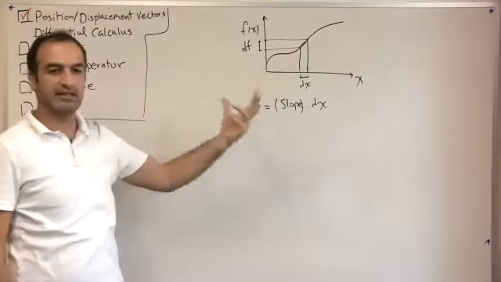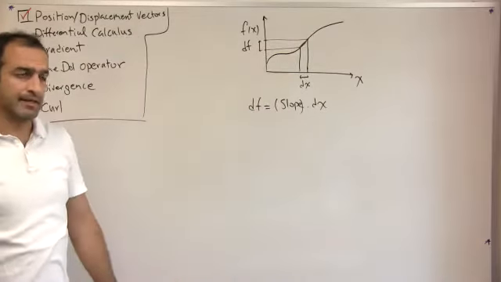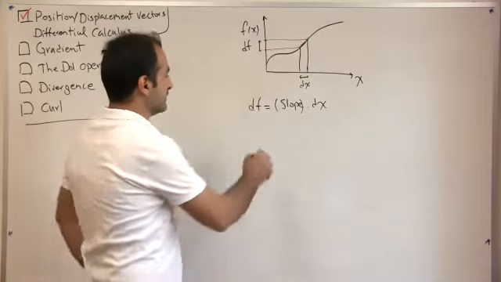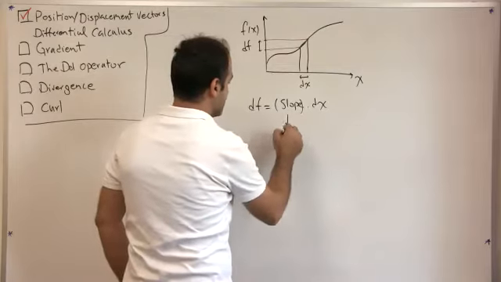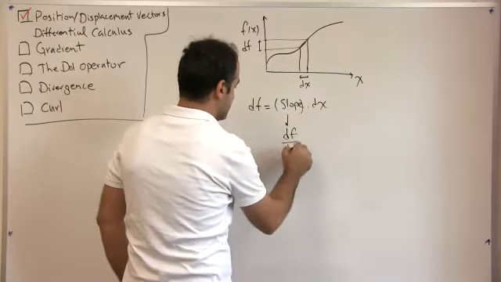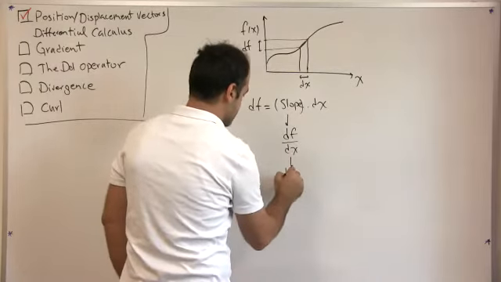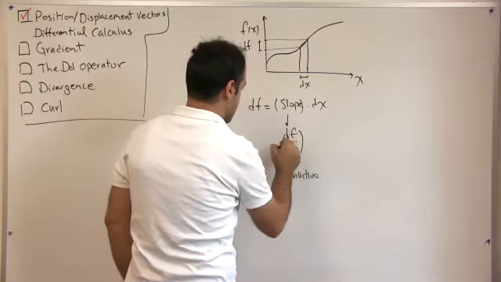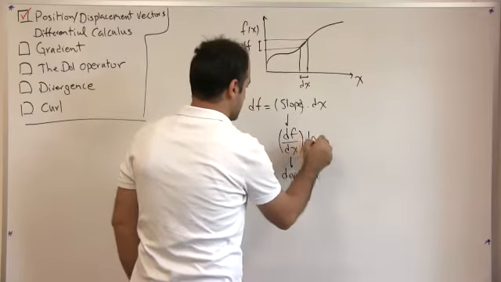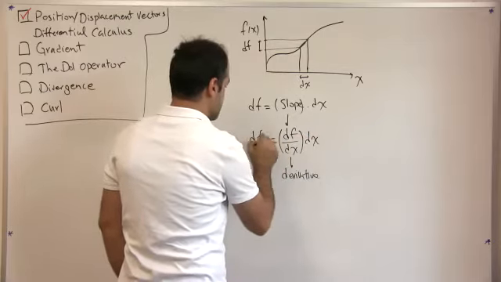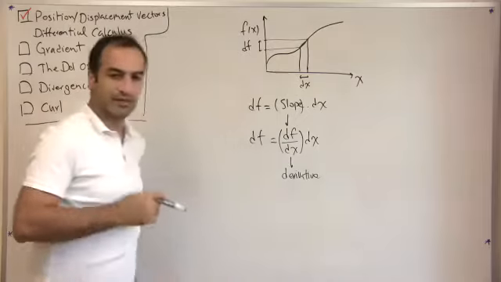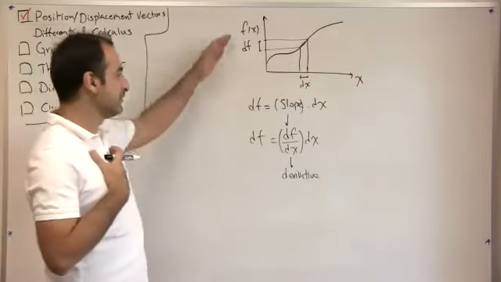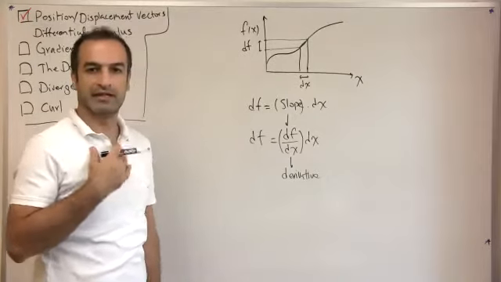We are technically approximating it with a simple line. And now what is the slope here? Here is the definition of the slope, df over dx, and this is the derivative. So df/dx times dx is the infinitesimal change in f we have. So this is very nice and simple for a one-dimensional function.